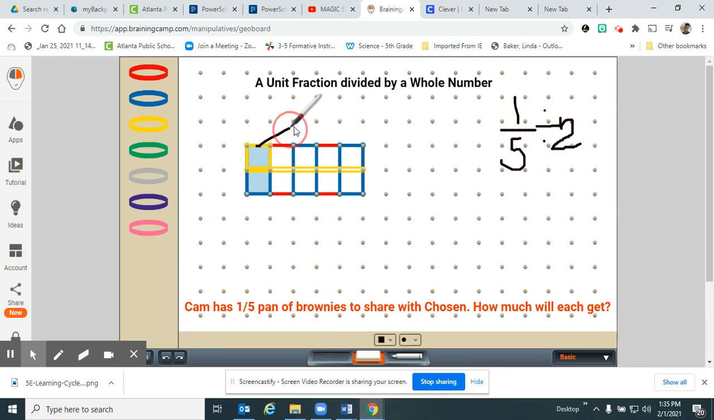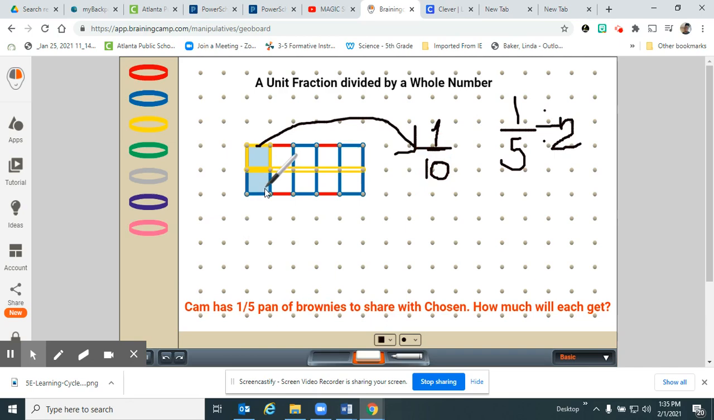So this part right here will be my answer. If he has 1/5 and he's sharing with his son, each one of them will get one of these boxes, which will be 1 out of what? 10. You have to count every single box, so you have to do your whole. So each person will get 1/10. This is Cam's amount.